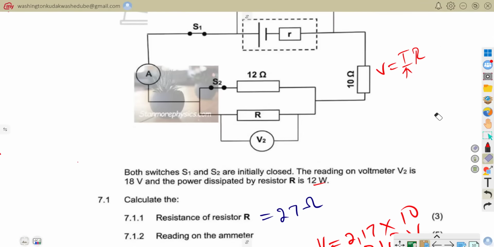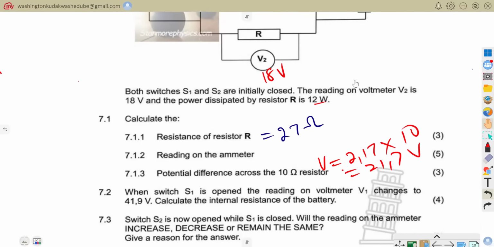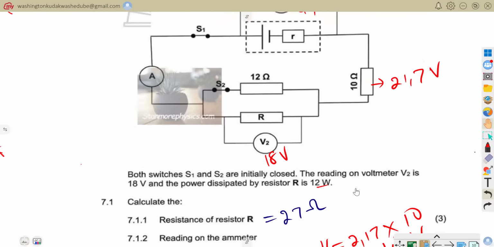I would say that the voltage that is passing through here is 21.7 volts. The voltage that is passing through this parallel circuit is 18 volts. And they're telling us that if this switch is opened, the total voltage within V1 is 41.9. I'm sure it is 41.9 or 41.7. Let's check. 41.9.